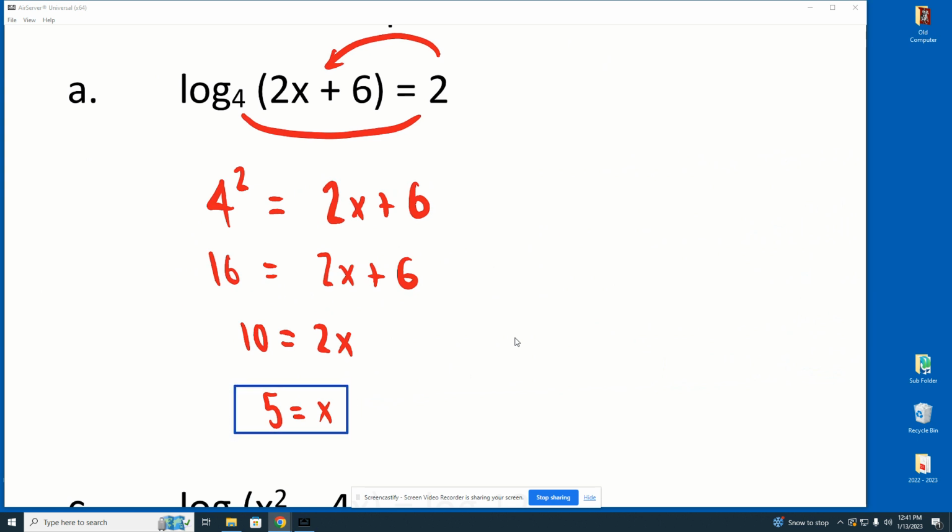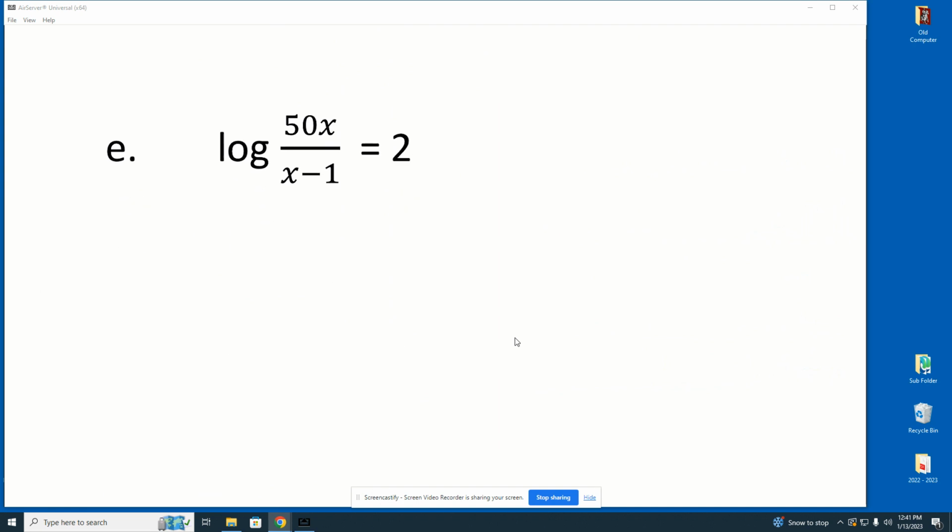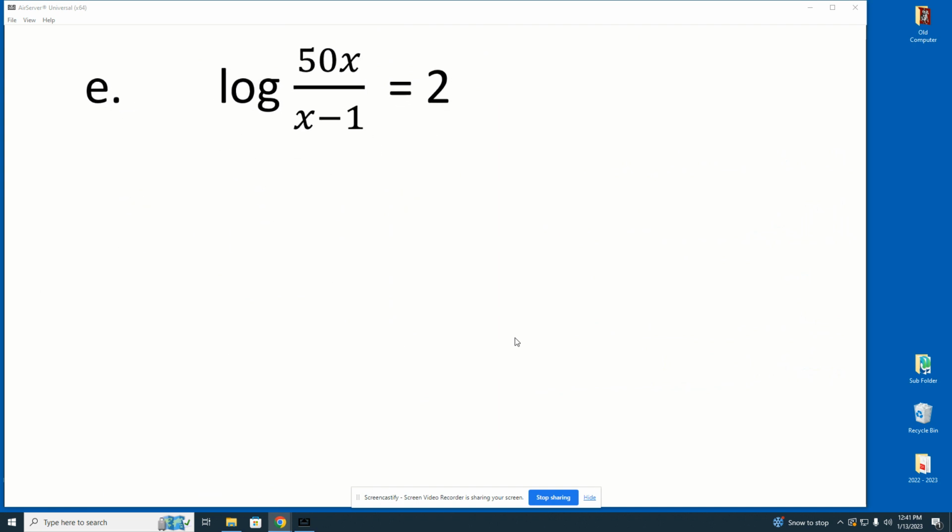Okay? Definitely does. I'm going to skip C and D just for a minute, and I want to jump down to the E, okay? Is everybody ready? E has a little trick to it. Is it log equals log, or is it log equals a number? It's log equals a number. So how are we going to solve it?